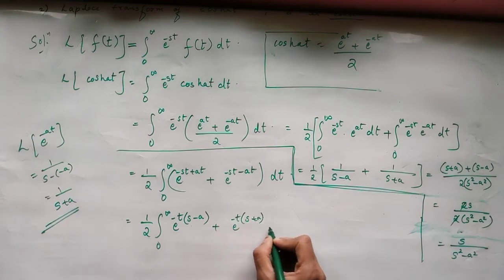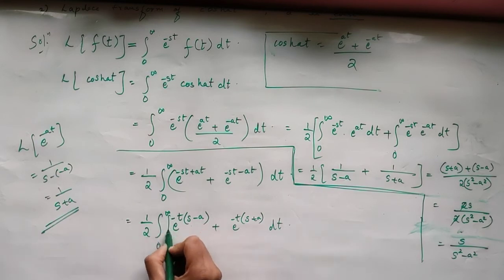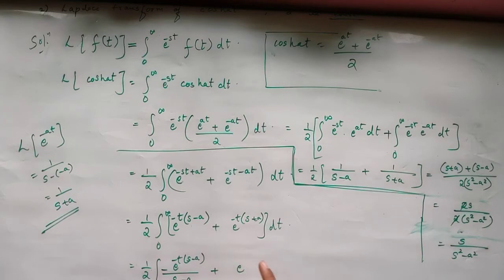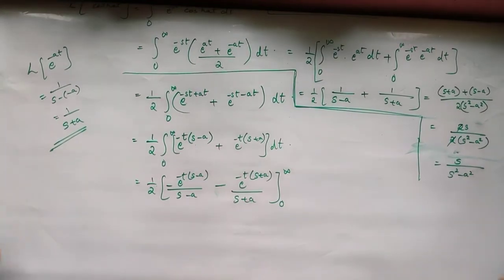So plus a you get dt. Now when you integrate this, it is half. Integration of this is e to the power minus st, minus s into s minus a divided by minus s minus a, plus the integration. Here also you will get minus, because the integration of this is minus. Just see that, from the limit 0 to infinity. Now the upper limit for both the terms will be 0, because e to the power minus infinity is 0. So the upper limit for both the terms is 0 and you can solve it.